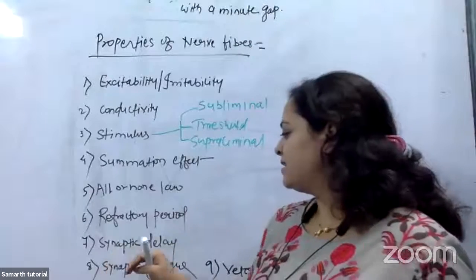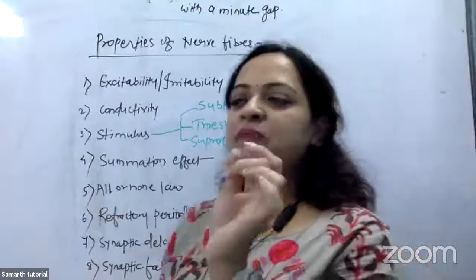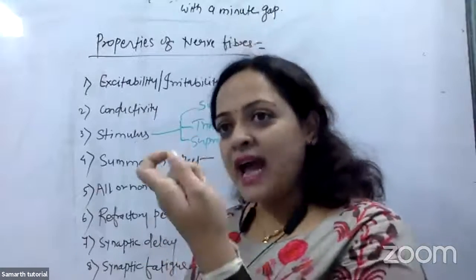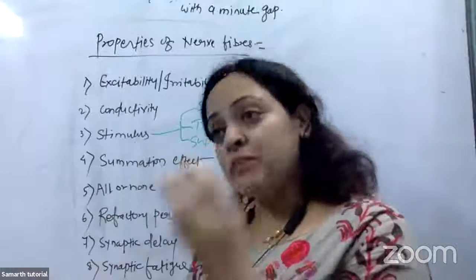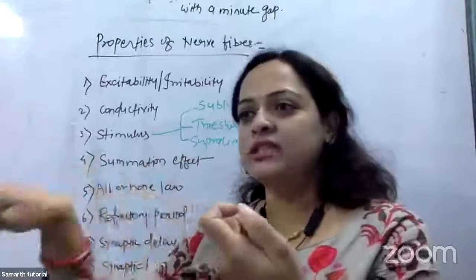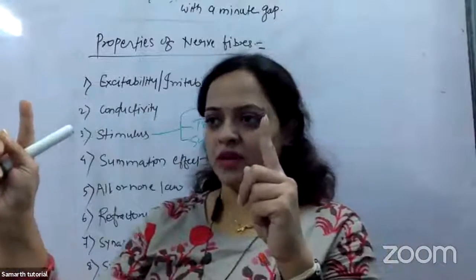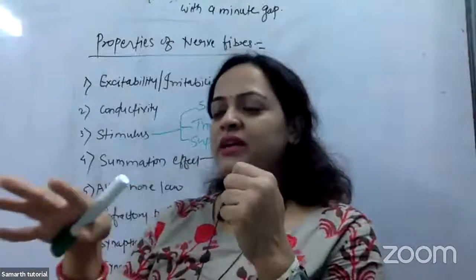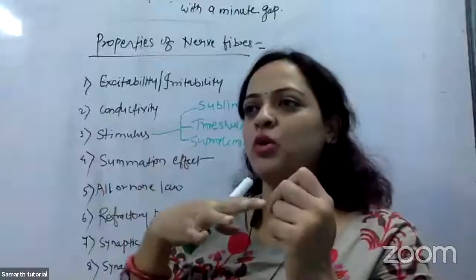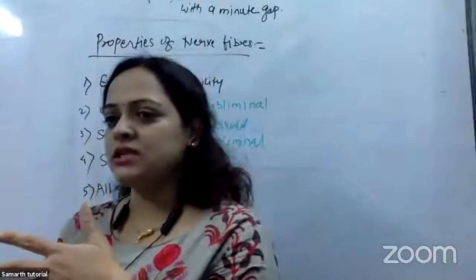Yes, then synaptic delay. It is a time period. Okay, synaptic delay is nothing but the time period taken by the neurotransmitter to transmit the signal across the synapse from one neuron to another neuron. Okay, the time period is generally around 0.2 to 0.5 milliseconds.